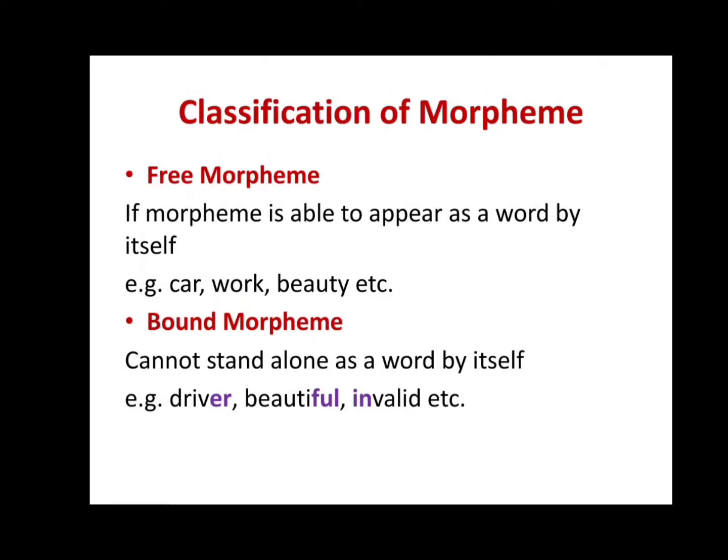Now we discuss the bound morpheme. What is bound morpheme? Bound morphemes are the type of morpheme that cannot stand alone as a word by itself, cannot work independently. For example, driver, er, beautiful, full, invalid, in. These all occur as bound morphemes.